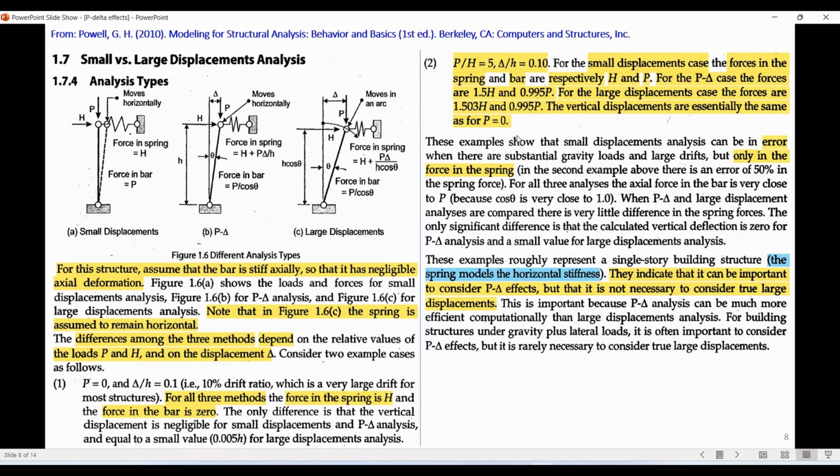This means that the small displacement analysis can lead to error, especially when there are significant gravity loads and large drifts. Also, we can understand that it is important to consider the P-delta effect, while it is not always necessary to use the true large displacement analysis, which requires more computational effort. Then P-delta analysis is sufficient for most cases, while the true large displacement analysis becomes necessary for very flexible structures such as cable bridges. Okay, guys?